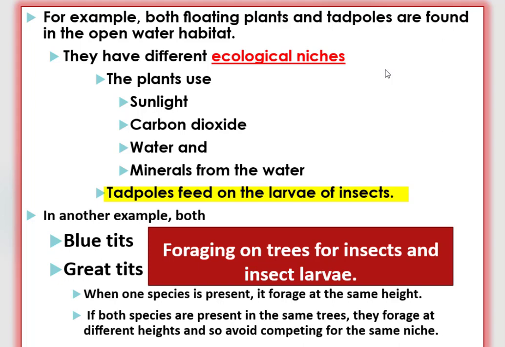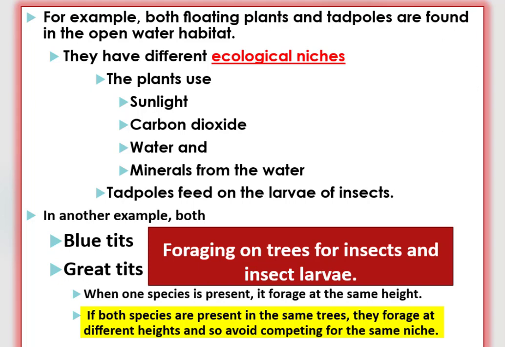Another example, both blue tits and gray tits, types of birds, forage on trees for insects and insect larvae. When one species is present, it forages at the same height. If both species are present in the same trees, they forage at different heights to avoid competing for the same niche.